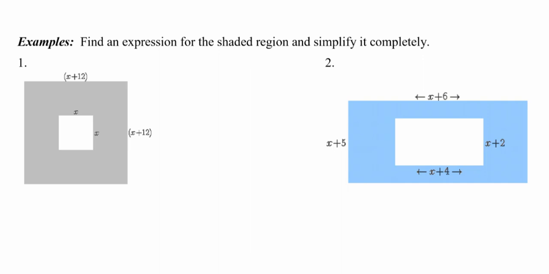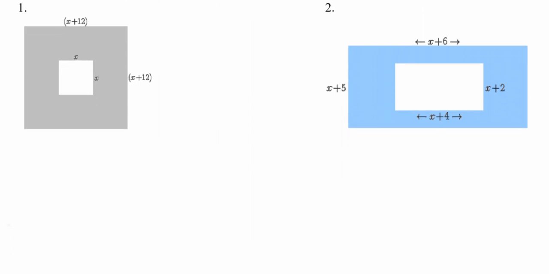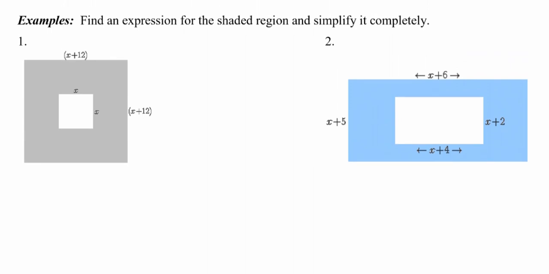So in this video, let's use our work on multiplication of polynomials to help us find the expression of the shaded region. And you'll notice that we have two examples, one that involves a shaded region within a square and one that involves a shaded region within a rectangle. We're going to take a look at that first example that involves the square.